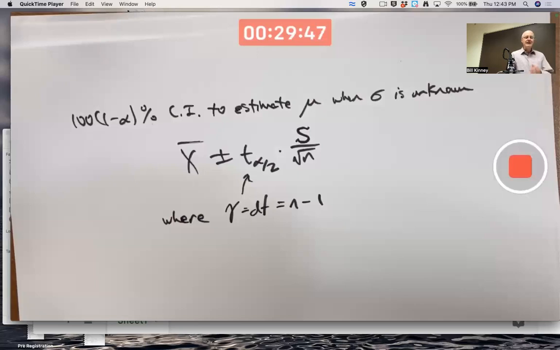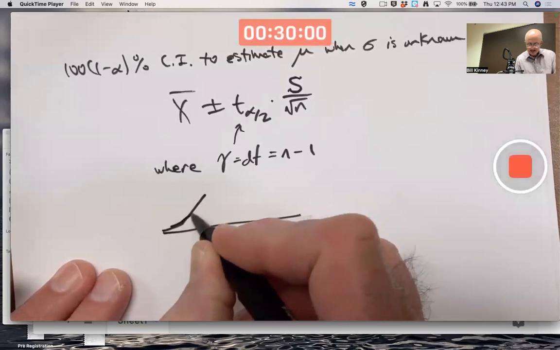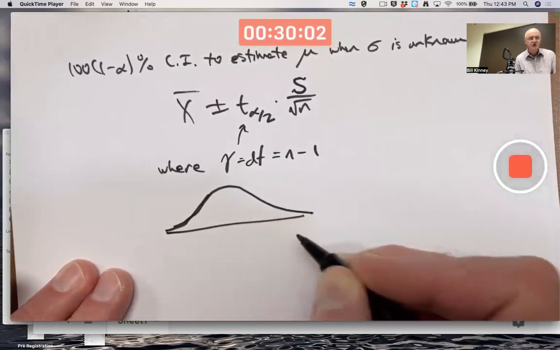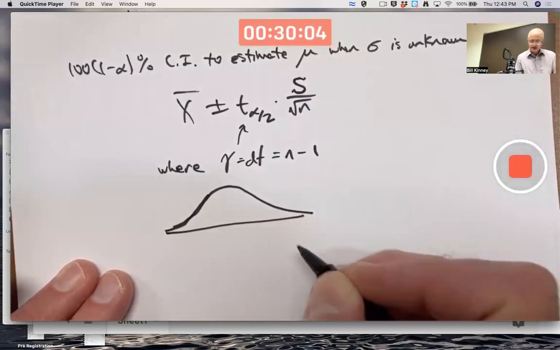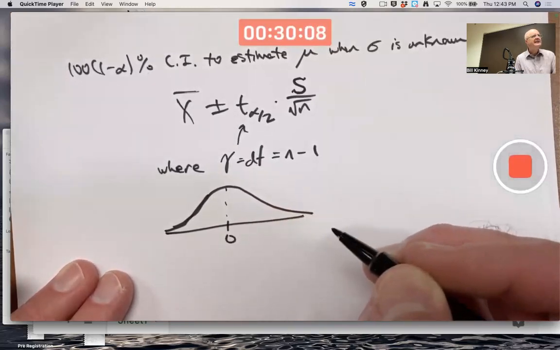DF is not always n minus 1, but in this context, it is n minus 1. Sample size minus 1. Use a t distribution with n minus 1 degrees of freedom. A t distribution has a PDF, a density that looks like a normal distribution. It's bell-shaped. Looks like a standard normal. It's centered at 0. However, it's not a normal distribution. The formula for its PDF is different.